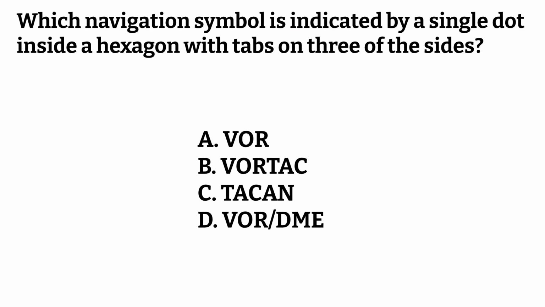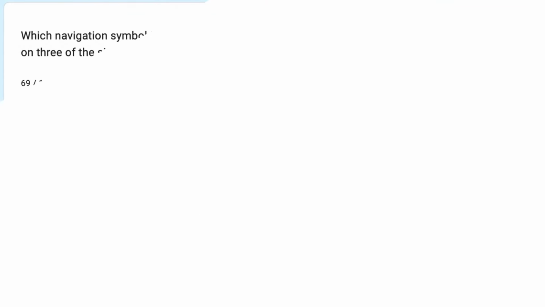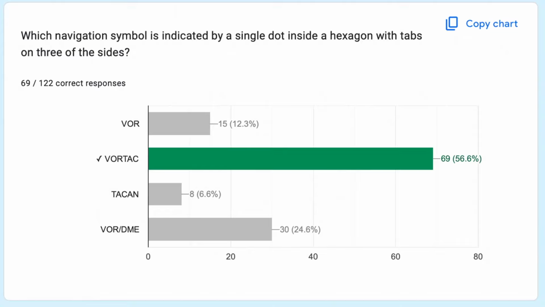Which navigation symbol is indicated by a single dot inside a hexagon with tabs on 3 of the sides? What do you think? Pause the video if you need, and I'll show you what everyone else thought. 57% of you guys got this right. A VORTAC is the correct answer.